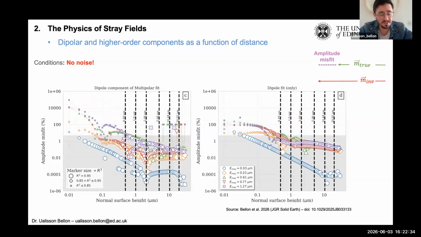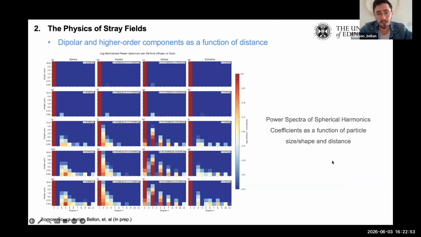When you look at the amplitude misfit, this is basically repeatable, with the multipolar fit fitting better to the more complex anomalies when you get closer to your sample than the dipole one. But as long as you're a bit far away, the dipole does a good job as well. And that shouldn't be a surprise because when you look at this function, this plot is a bit complicated, but I'll go through it with you.